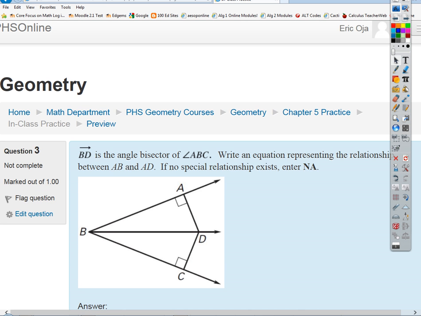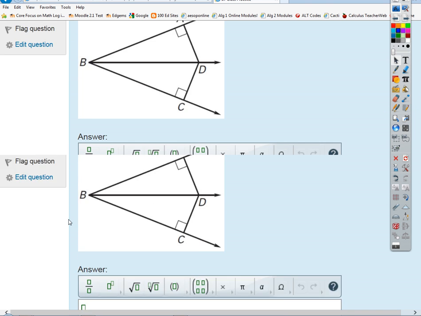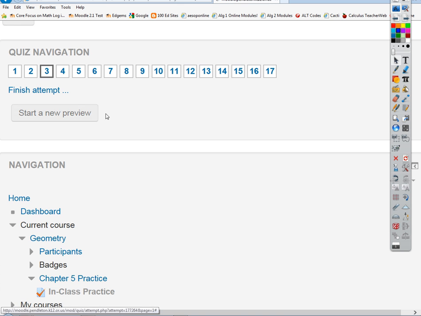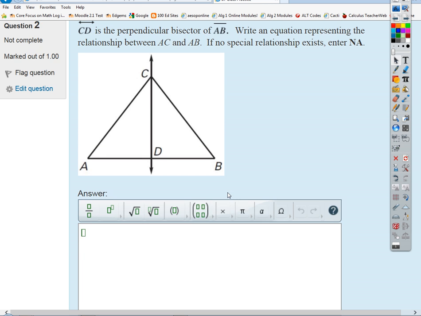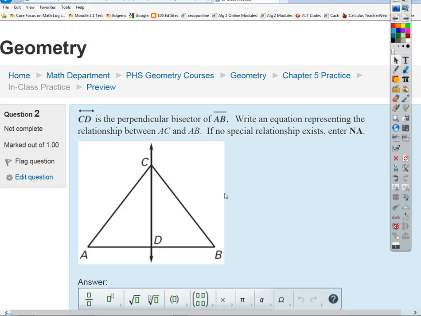Let me go back one real quick. What if they had asked about different segments? What if they had asked about AC and BC, those distances? What would that have been? They would have been equal, or congruent, right? The distances would have been equal. Segments would have been congruent, but they're asking for a relationship between the distances.